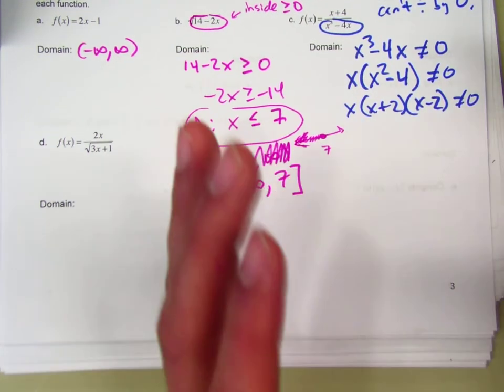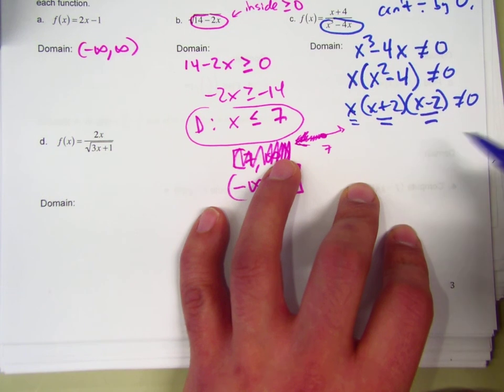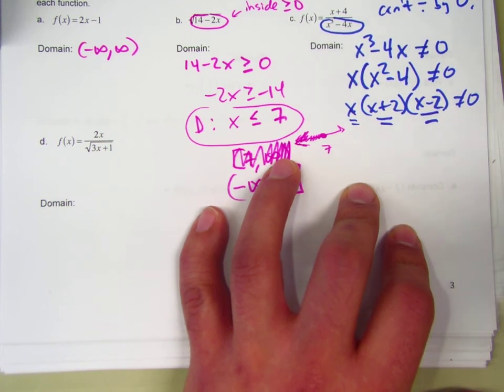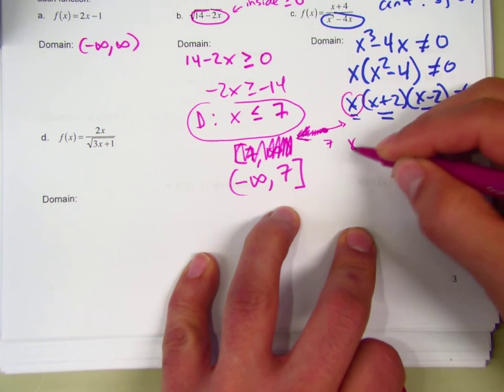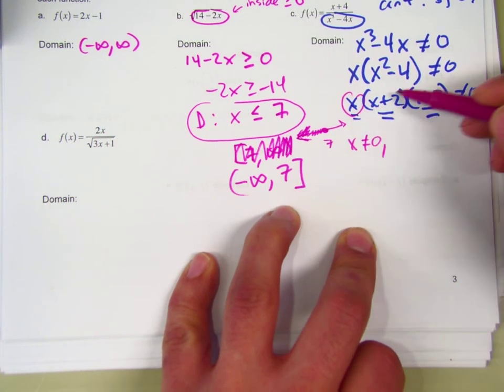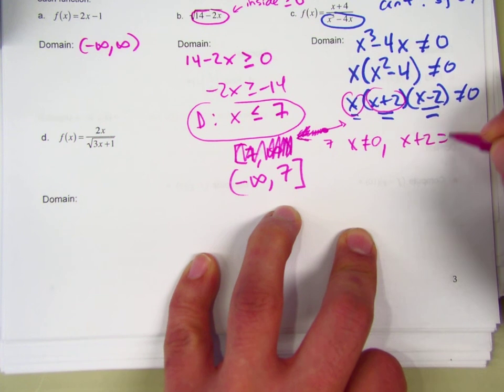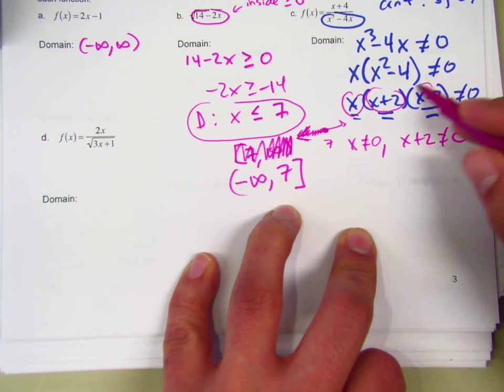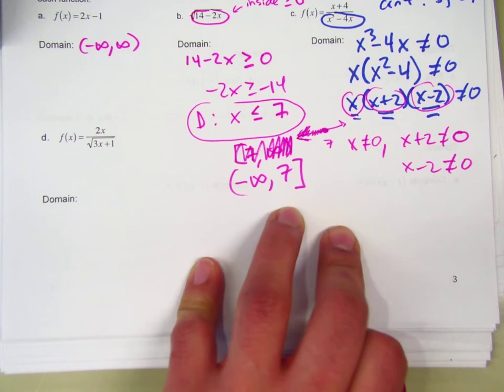And now here's where the algebra comes back. There are 3 x values that make this equal to 0. Do you guys remember the zero product property, where you take every single one of them, make it equal to 0, and then solve? That sound familiar? So take x. x cannot equal 0. x plus 2 cannot equal 0. If I take the third one, x minus 2, that one also cannot equal 0.